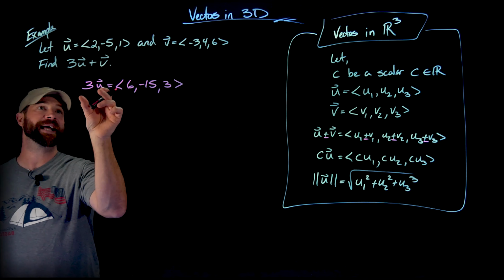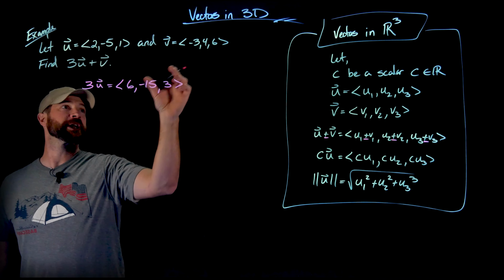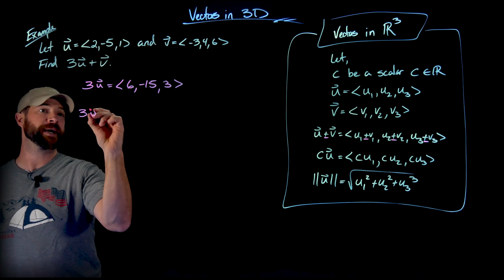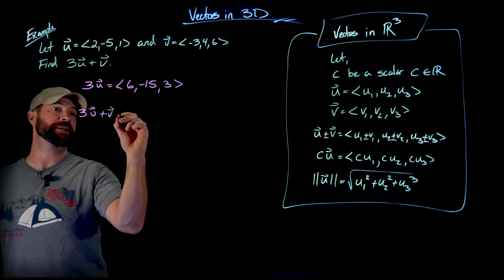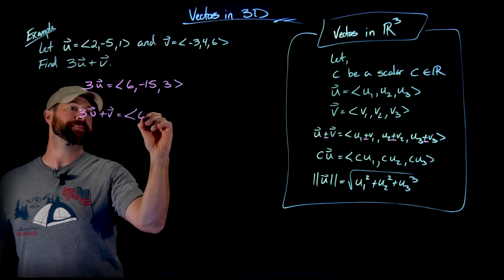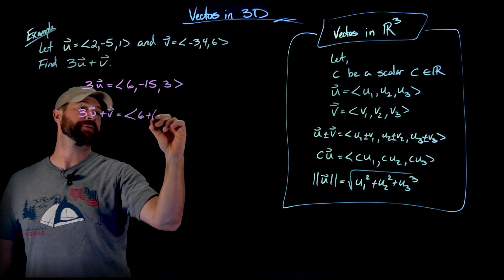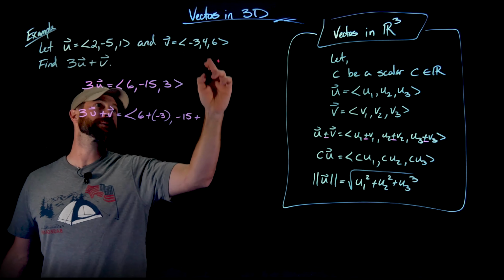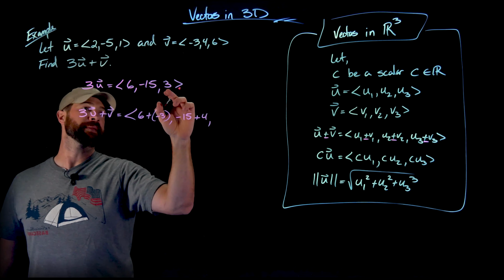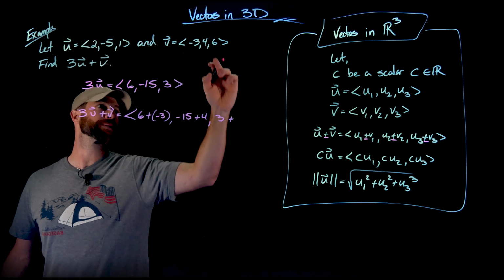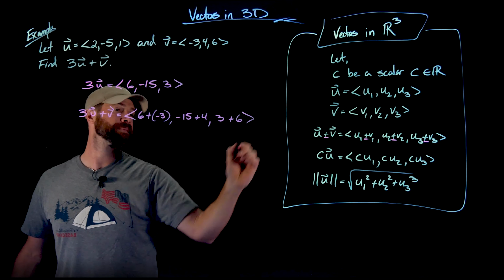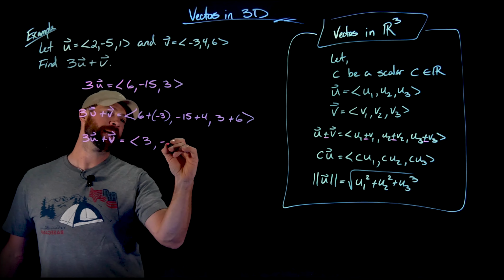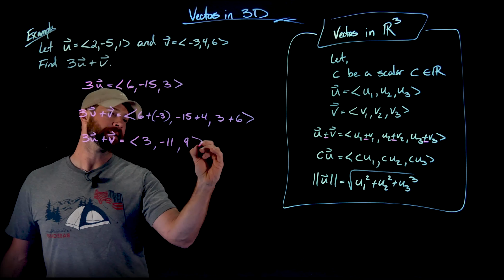And then if I want to add that to vector V, well, I'm just going to be adding these two vectors together. So 3 times vector U plus vector V is going to be 6 plus the negative 3 here, comma, negative 15 plus 4, comma, and then my 3 plus the 6. And that would give me (3, negative 11, 9).